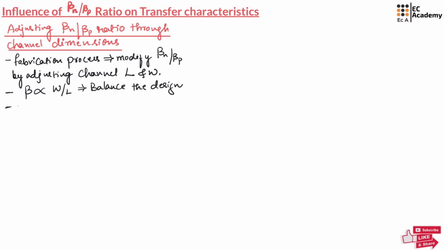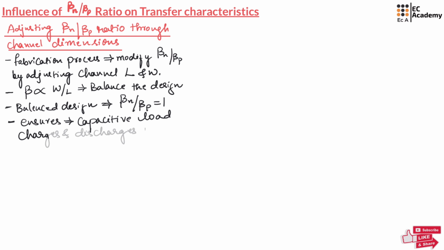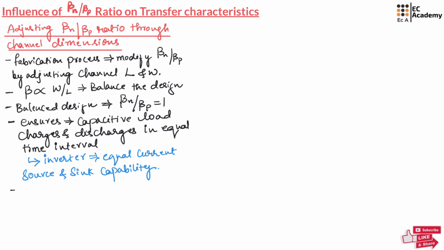A balanced design is often desirable at beta n by beta p equal to 1. This design ensures that a capacitive load charges and discharges in equal time interval, which will give the inverter equal current source and sink capability. It is like making both the PMOS, which acts as pull up, and the NMOS, which acts as pull down, work together. So the balanced design is often desirable at beta n by beta p ratio equal to 1.